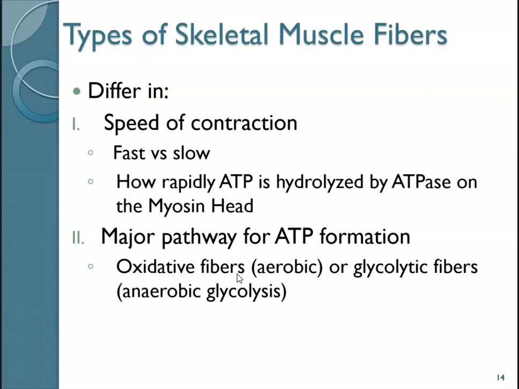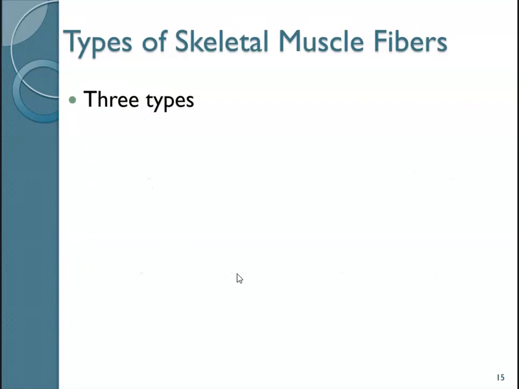So they are classified two ways: speed of contraction and major pathway for ATP production. ATP production can be either aerobic, that's oxidative, so think about oxygen, or glycolytic, which is when oxygen's not required. And then the speed of contraction is how rapidly ATP can be broken down, right? So fast or slow. Using these two methods, we have three types of fibers: slow oxidative, fast oxidative, and fast glycolytic.